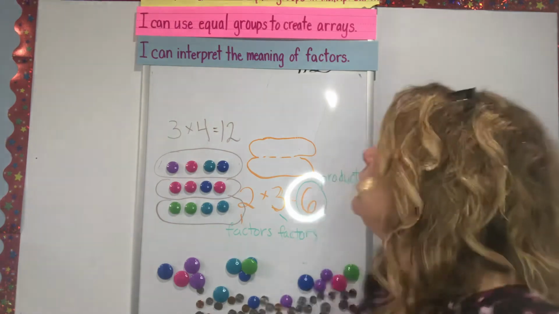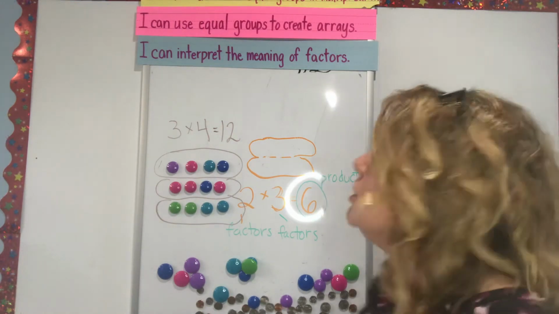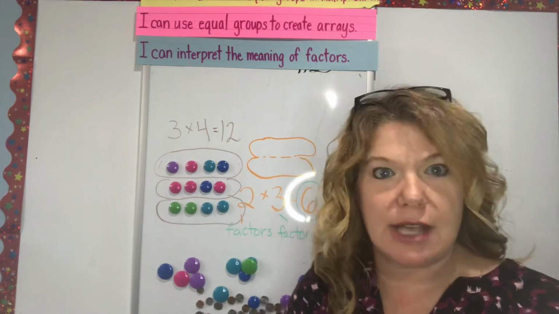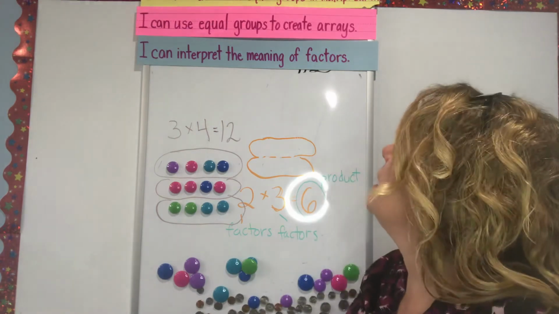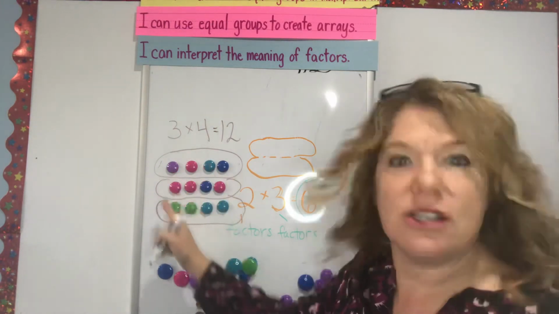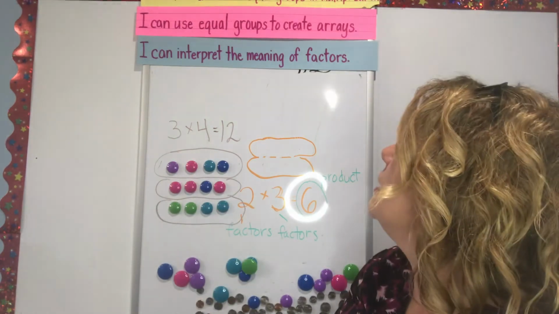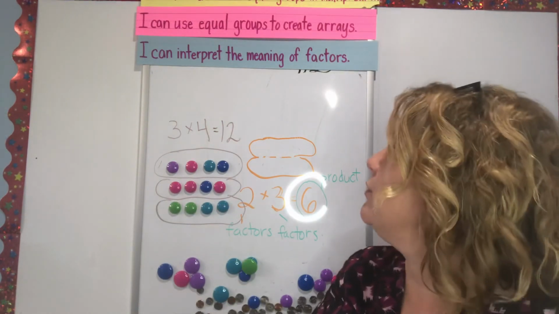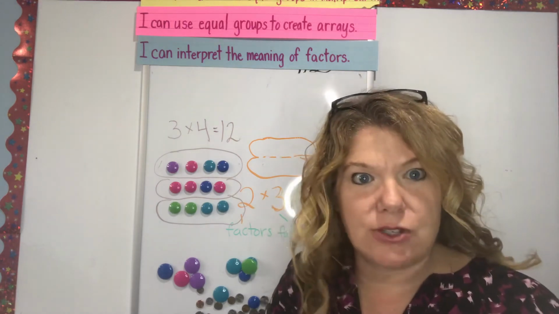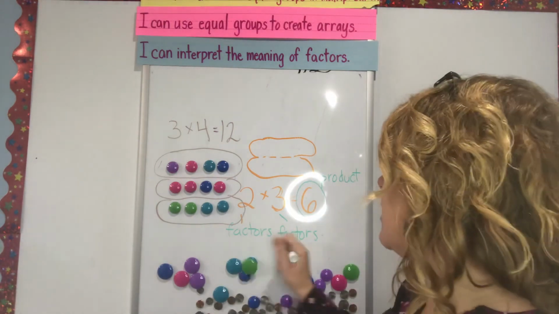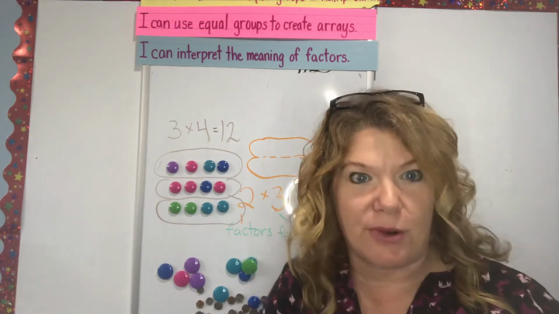So just reviewing what we've done in the last few days, you know that multiplication has to be equal groups. And you know that this is an array. It's a picture that shows us a multiplication problem. And we've learned today that factors are the numbers that we multiply times each other. And the answer is called the product.